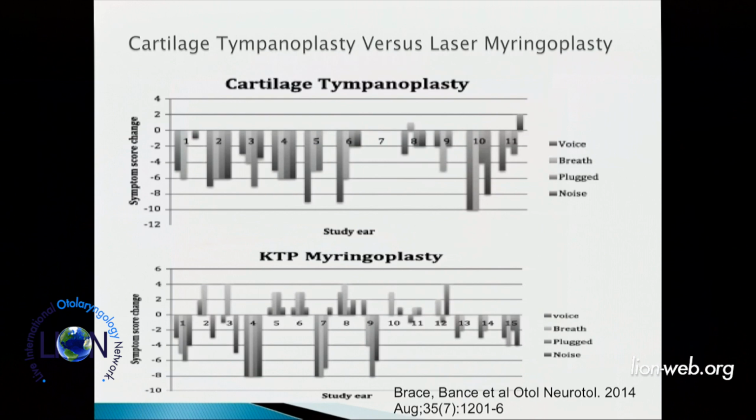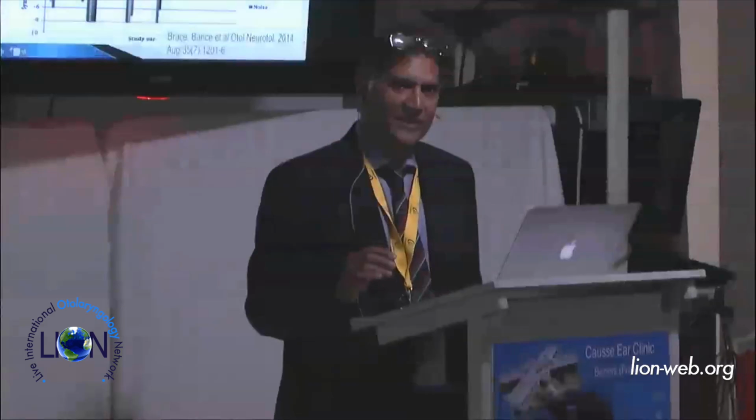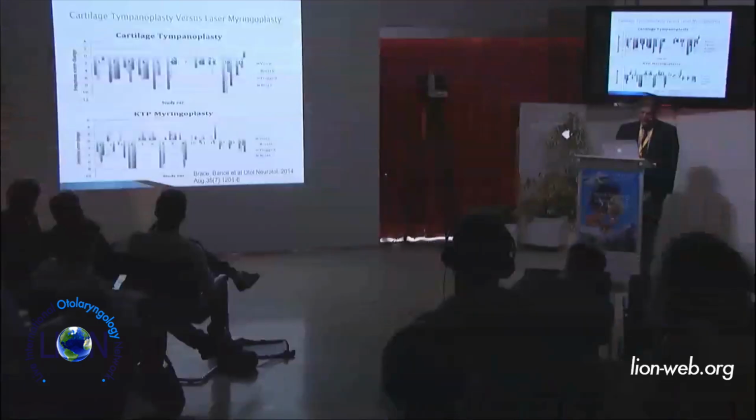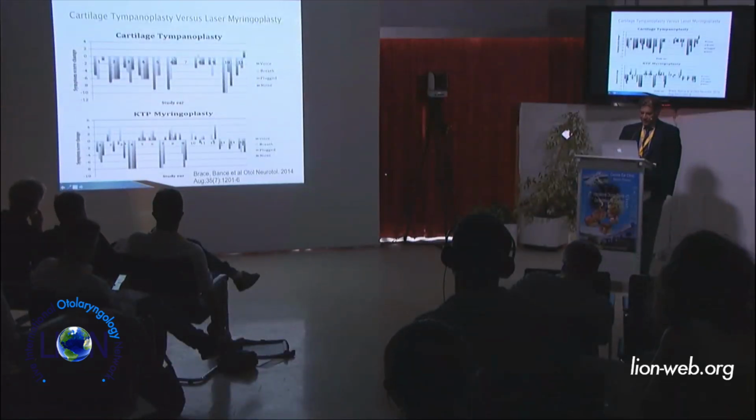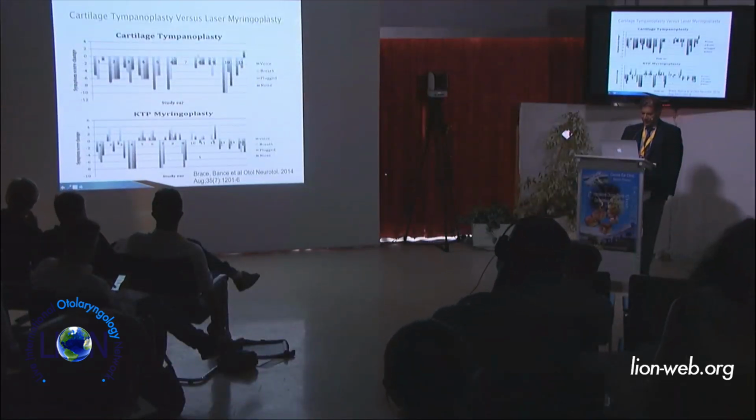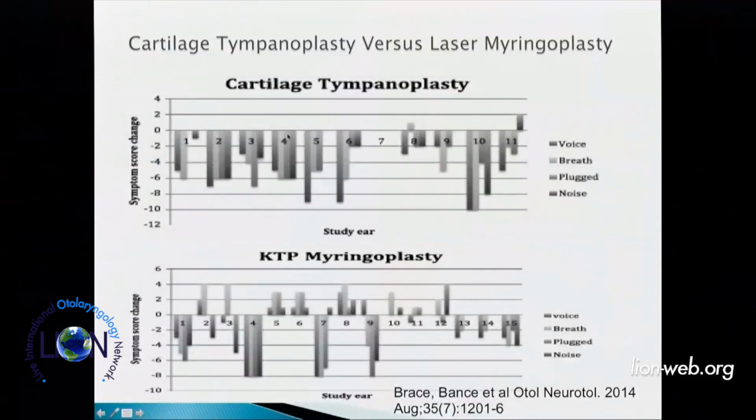So we did cartilage tympanoplasty, I think it's 14 versus 14. This was published in 2014. We compared KTP myringoplasty of that floppy segment versus cartilage tympanoplasty. Cartilage tympanoplasty was actually pretty successful in about 70% of patients in getting rid of their symptoms without causing any hearing loss. KTP stiffening was very variable. Some got worse, some got better, mostly got better, but not nearly as effective at decreasing symptoms as cartilage tympanoplasty.